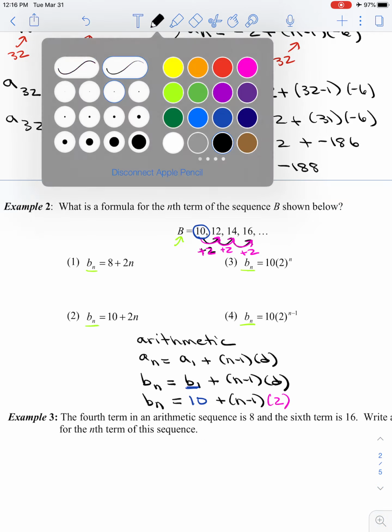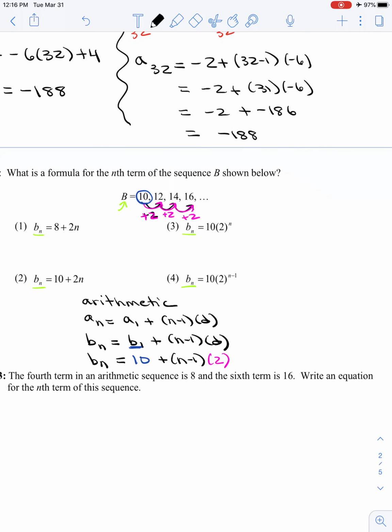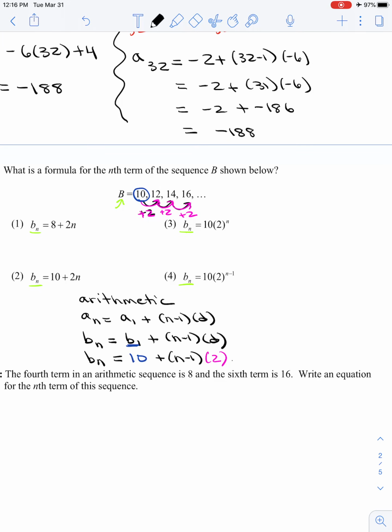Now, if you look at your choices, you'll see that 10 plus n minus 1 times 2 is not there. So what that means is you are going to have to multiply this out. So 10, I'm going to rewrite it, plus n minus 1 times 2. It's a little strange because you're multiplying backwards. It's not really natural, but you'll get used to it. So 2 times n is 2n, and then 2 times negative 1 is negative 2. And then I can combine my like terms. So I would have 2n plus 8. So b sub n should be equal to 2n plus 8.